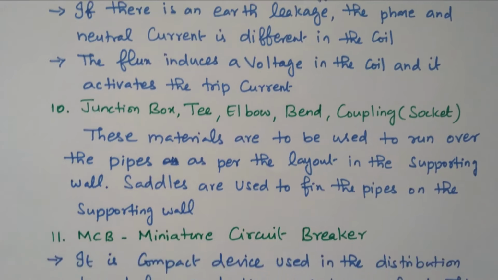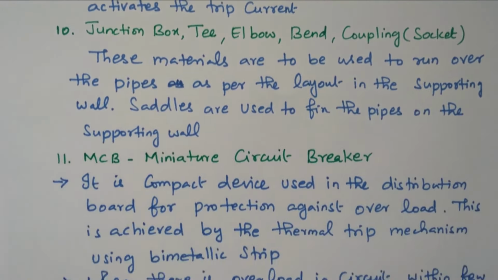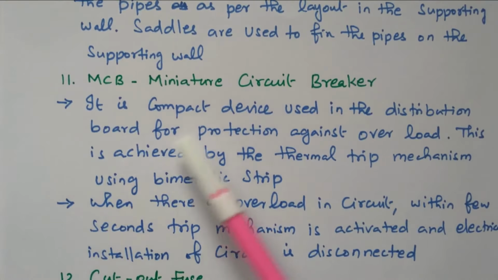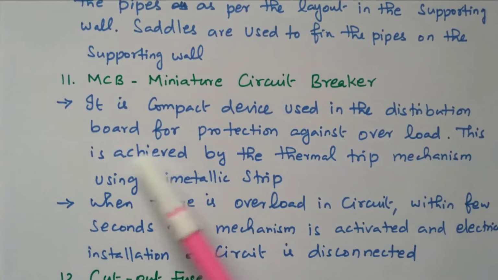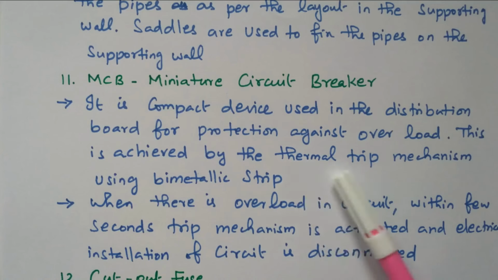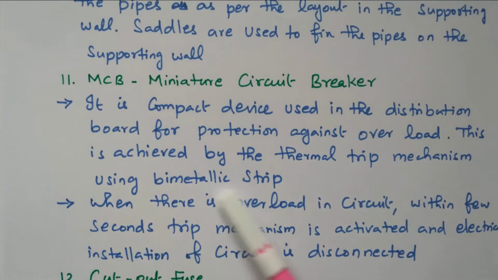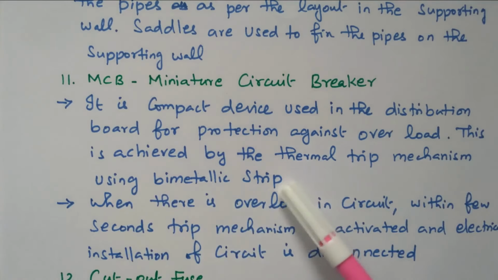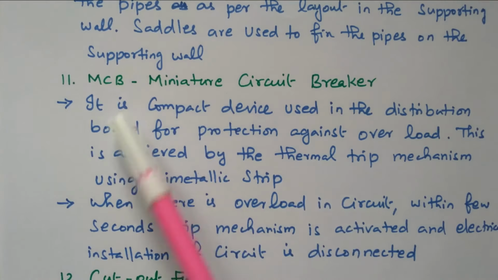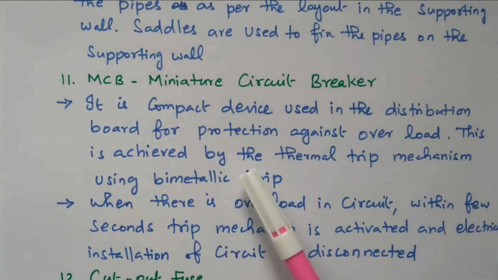Then MCB, miniature circuit breaker. It is a compact device used in the distribution board for protecting against overload. This is achieved by a thermal trip mechanism using a bimetallic strip. We already discussed the fuse. The thin wire will be there. If there is any abnormal condition, the fuse will glow, and that will disconnect the circuit. Thereafter, we need to replace the fuse. But by using the MCB, there is no need to replace the fuse.